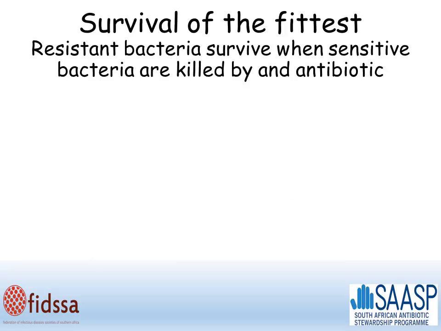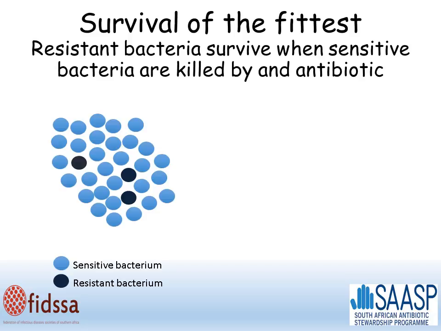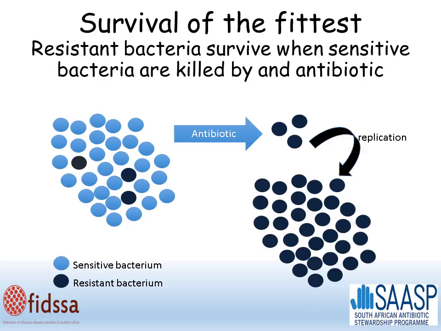Antibiotic-resistant bacteria are produced according to the rules of survival of the fittest, when resistant bacteria survive when the sensitive bacteria are killed by an antibiotic. If you look at this population of bacteria, most are sensitive to the antibiotic and a few are resistant. If you add an antibiotic, you'll kill the sensitive bacteria, leaving the resistant ones behind, and when these replicate, you'll be left with a population of fully resistant organisms.